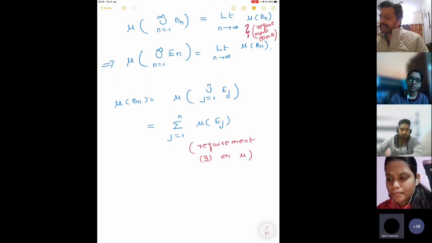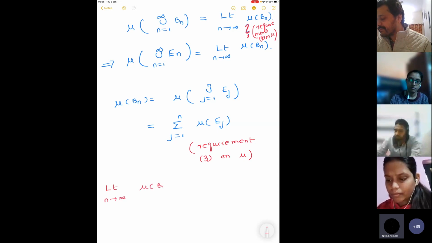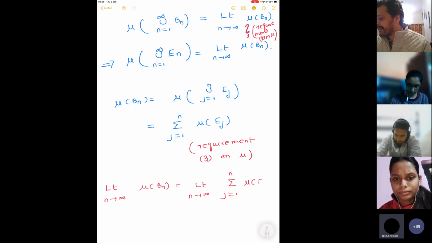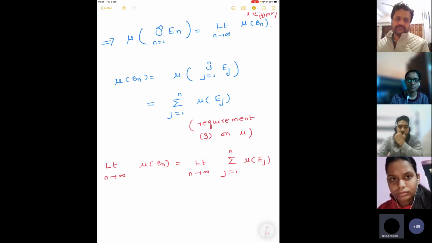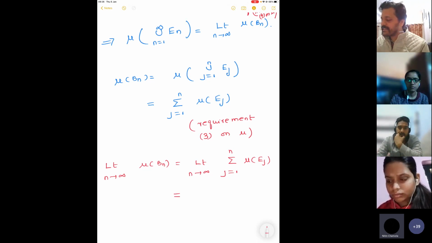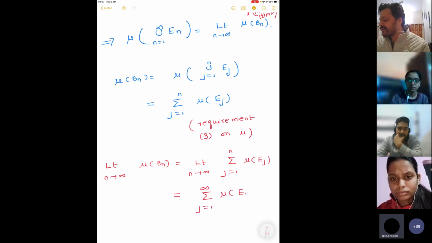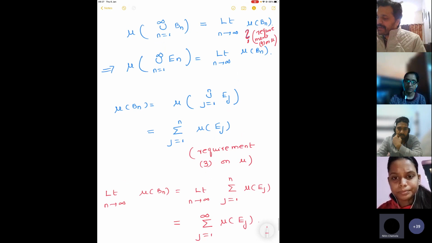Now, mu of Bn is this. So can you tell what will be limit n tending to infinity mu of Bn? It will be equal to limit n tending to infinity summation j equal to 1 to n mu of Ej. Remember, all these things are real numbers. So now it is the limit of the sequence of partial sums, of which series? This is equal to summation j equal to 1 to infinity mu of Ej. Yes or no?